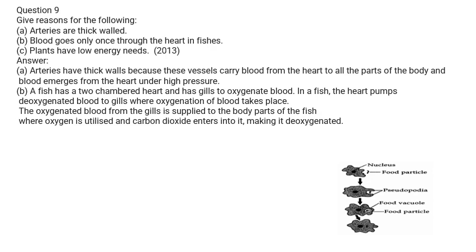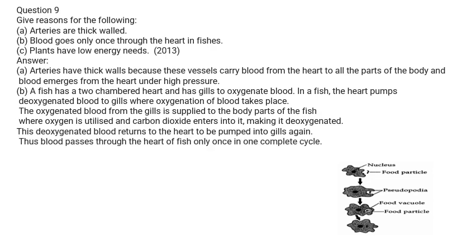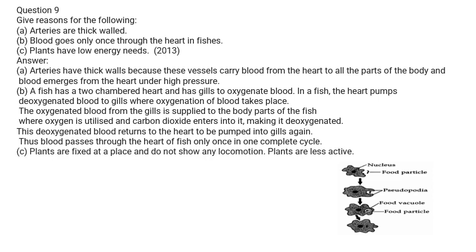Now the answer for the second one. A fish has a two-chambered heart and has gills to oxygenate blood. In fish, the heart pumps deoxygenated blood to the gills, where oxygenation of blood takes place. The oxygenated blood from the gills is supplied to the body parts of the fish, where oxygen is utilized and carbon dioxide enters it, making it deoxygenated. This deoxygenated blood returns to the heart to be pumped into the gills again. Thus, blood passes through the heart of a fish only once in a complete cycle.